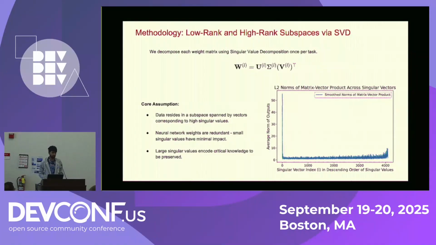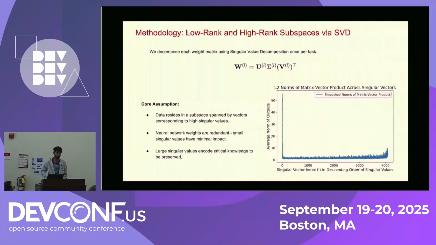So what's the first step in our methodology? The first step is again doing a singular value decomposition and then identifying low rank and high rank subspaces. What does low rank mean? You want to find a subspace that is important to the model, which is the high rank subspace, and the part of the model that you want to fine tune is the low rank subspace. How do we identify this?